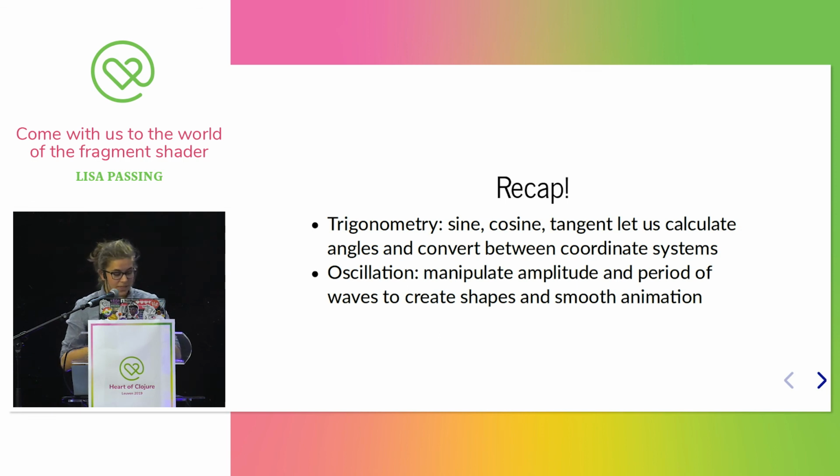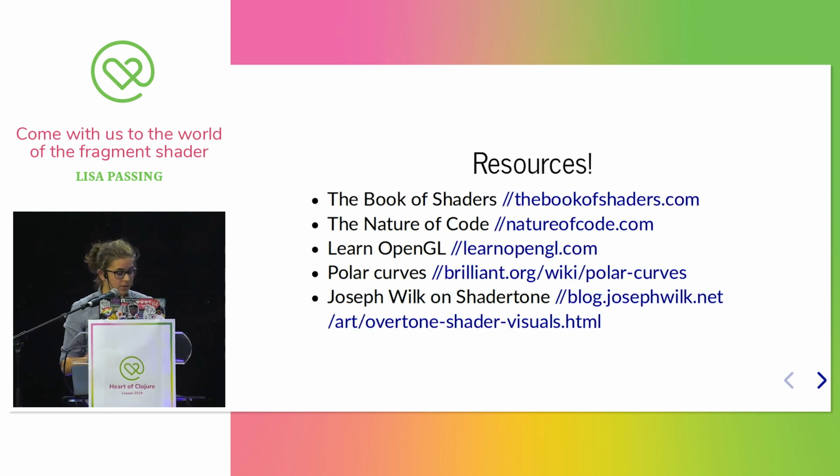Trigonometry is about right angles, and the trigonometric functions sine, cosine, and tangent let us calculate angles, which is a lot of cool stuff that we need for switching coordinate systems and doing other shape-based calculations. And oscillation is everything that has to do with waves, and we can manipulate the different properties of oscillation for animation or other kinds of shapes.